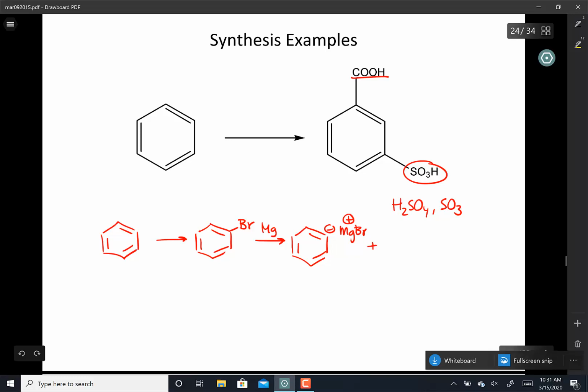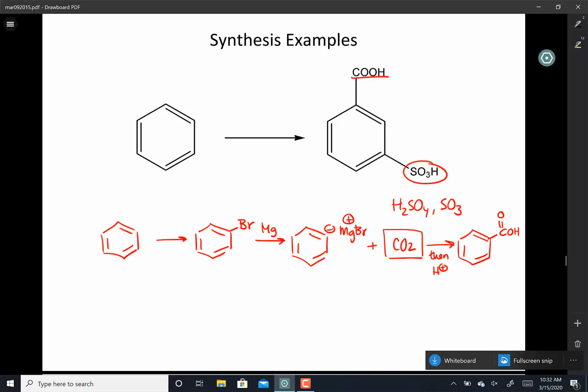What do I add to that Grignard reagent to convert it to a carboxylic acid? So I'm going to have my then H plus H2O step. What reagent should I use? If you said CO2, you were correct. Okay. So that's one way.